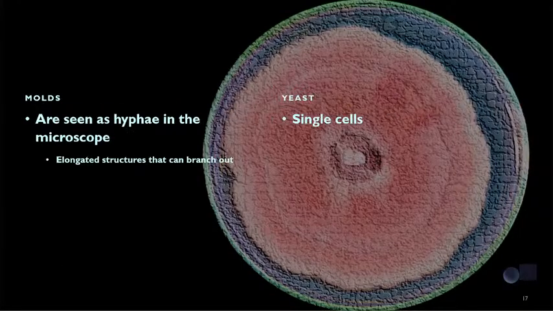So molds are seen as hyphae in the microscope. Basically, they are elongated structures that branch out. Yun yung parang nakikita nyo na parang mga puno sa microscope, okay? Even in urine samples, you would see these things, but not so much in yeast. Yeast are usually considered singly, except of course for organisms that have pseudohyphae, which we'll talk about later. Pseudohyphae means it's false. It's actually a yeast cell that looks like it's branching out. Okay, we'll talk about that later on, but let's continue.